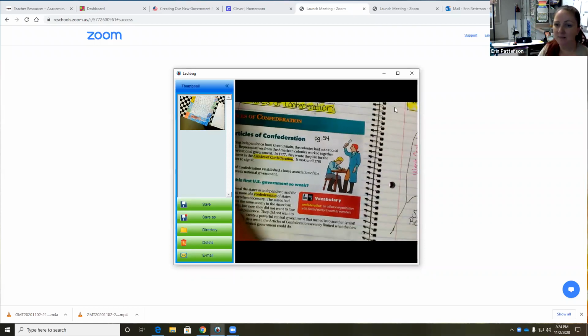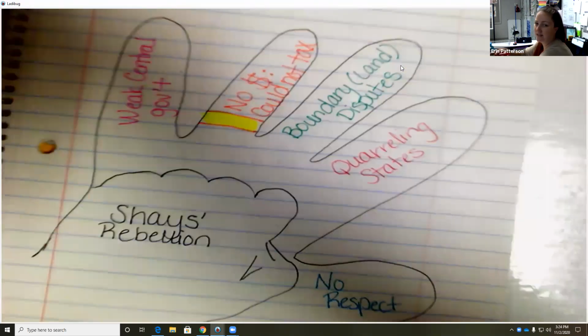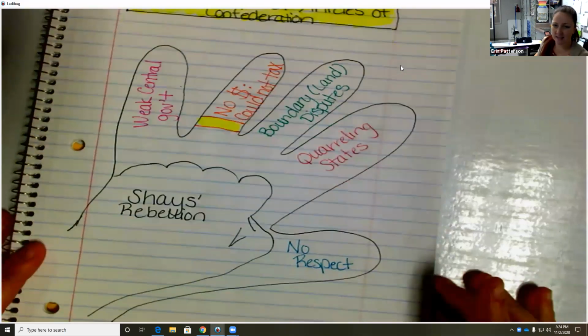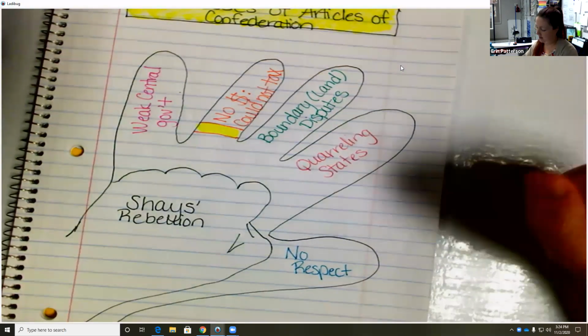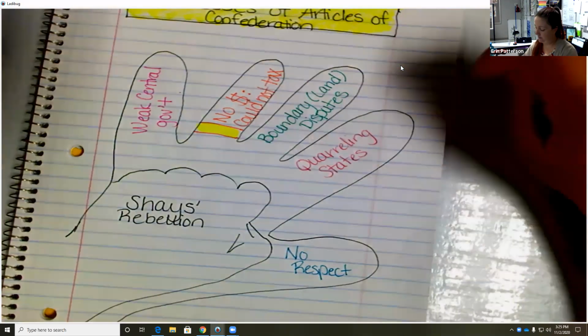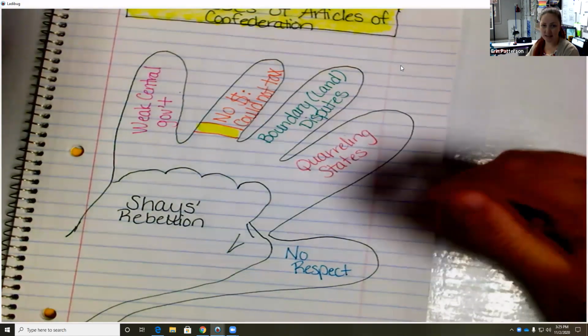All right, when we met last time, you were talking about the Articles of Confederation. We read a little bit about it. I hope that you took notes with the other video and you have this handout here. There were a couple little things that I added. It said no money, they could not tax, boundary land disputes, and quarreling states.